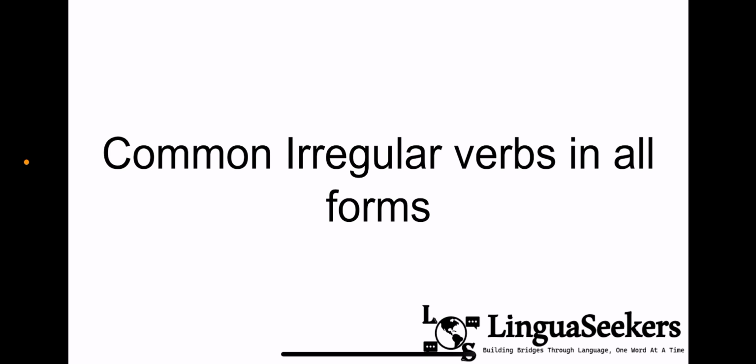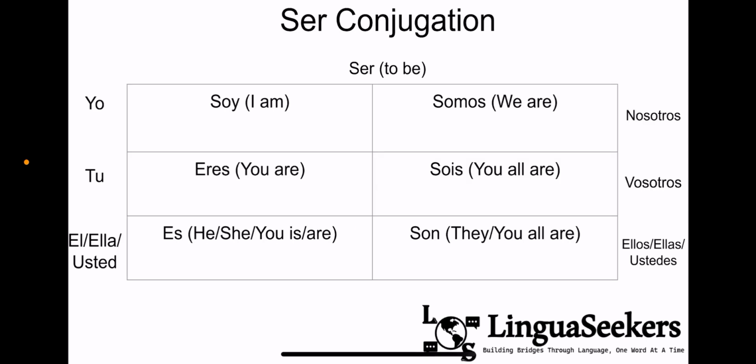Now let's look at common irregular verbs in Spanish that are irregular in all forms. There is no boot verb anymore. One of these verbs is ser, which means to be. Here, this is just a conjugation we need to memorize. There is no boot that can help us.